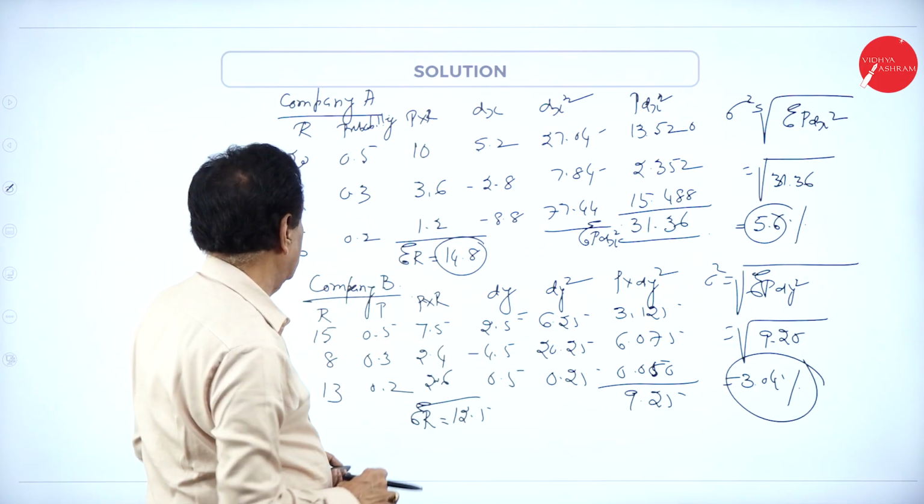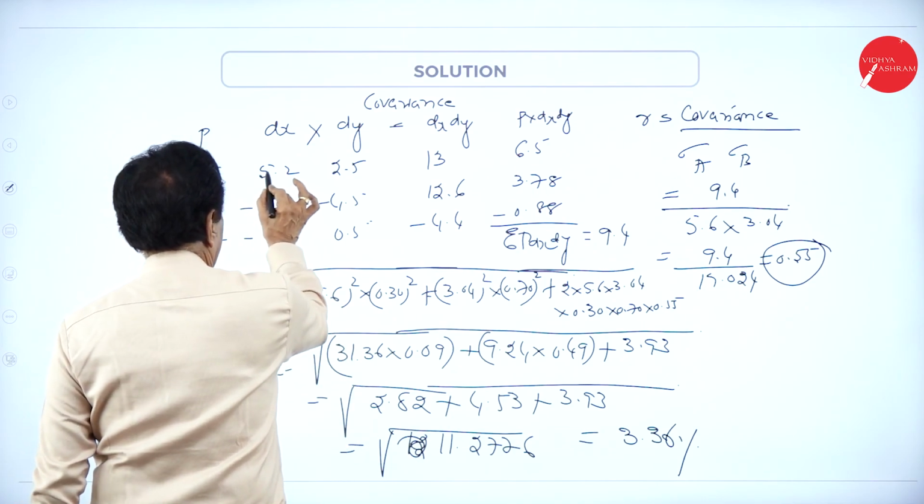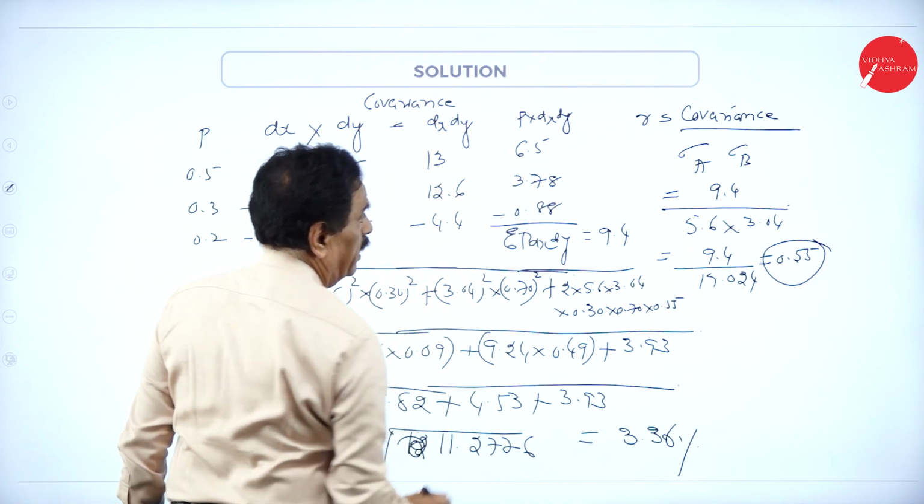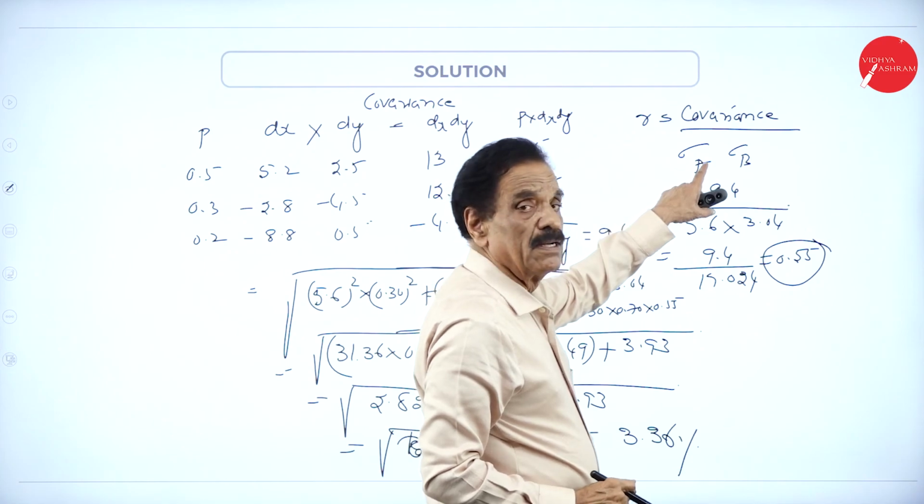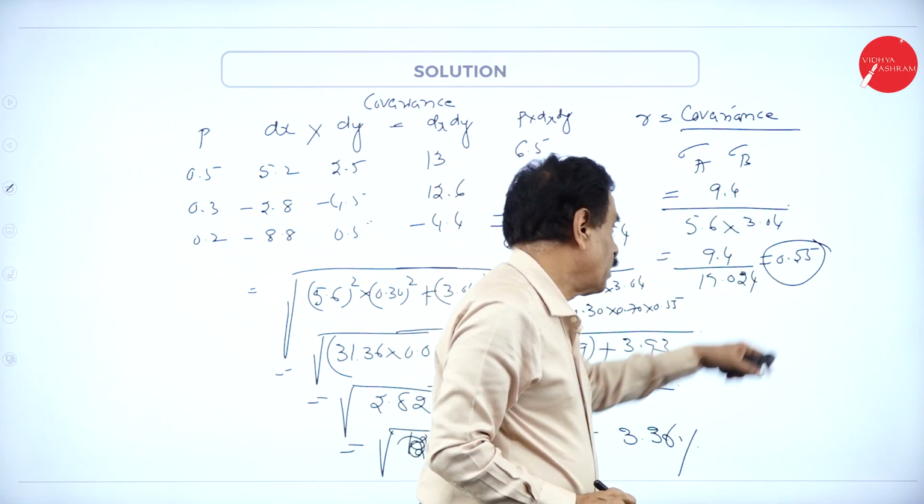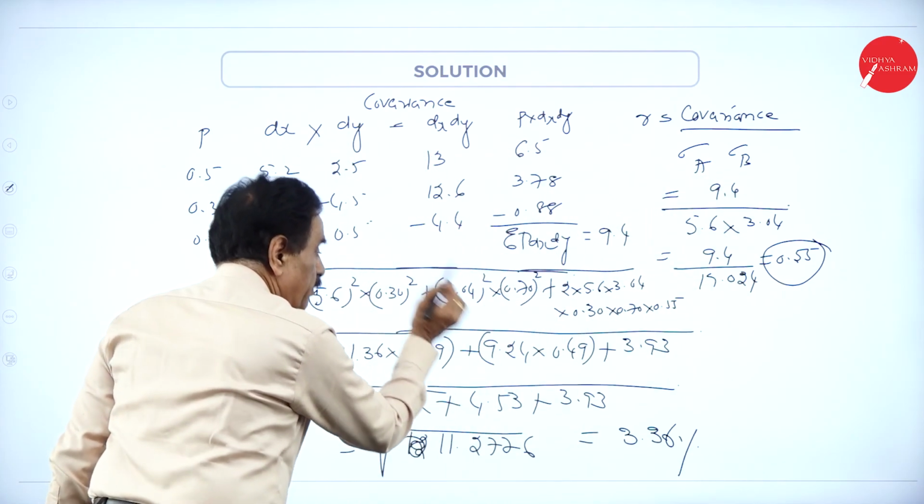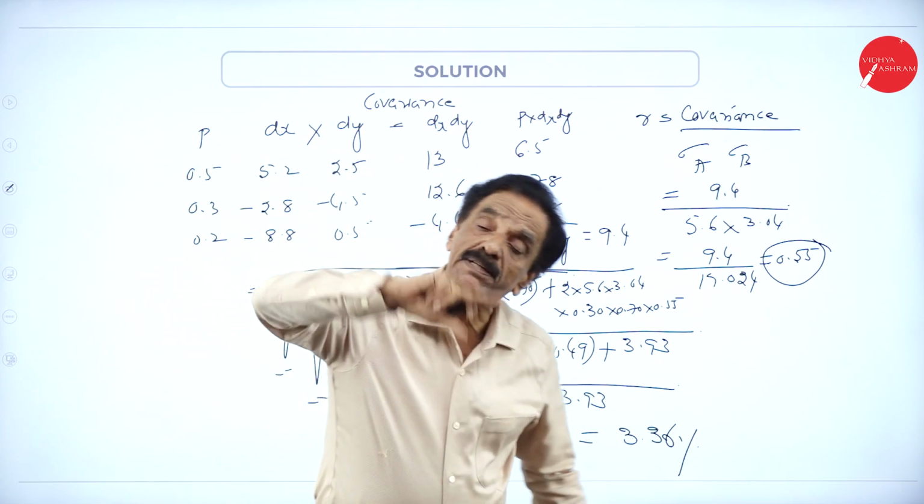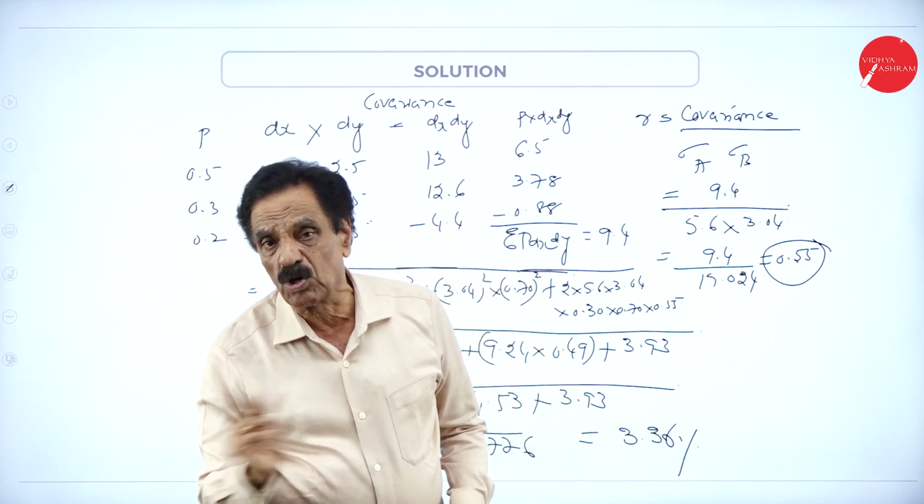Regarding this, we should be careful: probability times dx dy multiplied gives the covariance, which equals sigma A, sigma B, 0.55. I took the first as 50%, the second as 30% and 70%. Both types I have solved.